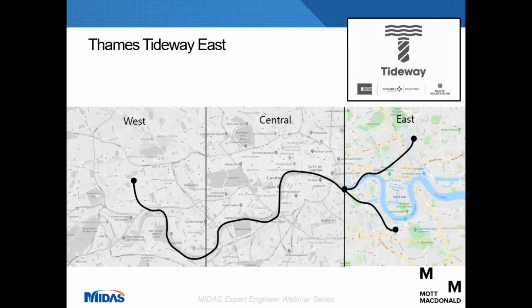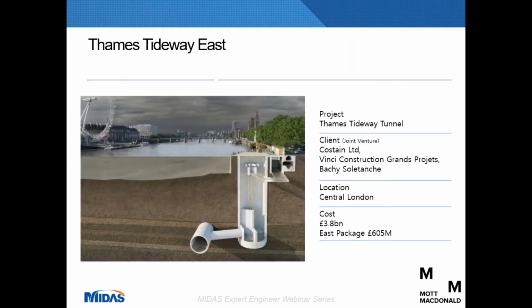This is a plan view of the Thames Tideway route through central London, and the project is split into 3 sections, west, central and east, and Mott MacDonald have been working as designers for the Costain Vinci Bashi joint venture on the Thames Tideway east section. The overall cost of the project will be just under £4 billion, and the east package makes up about 600 million of this.